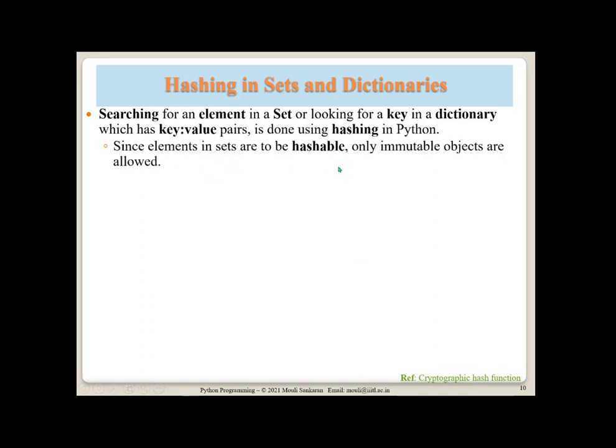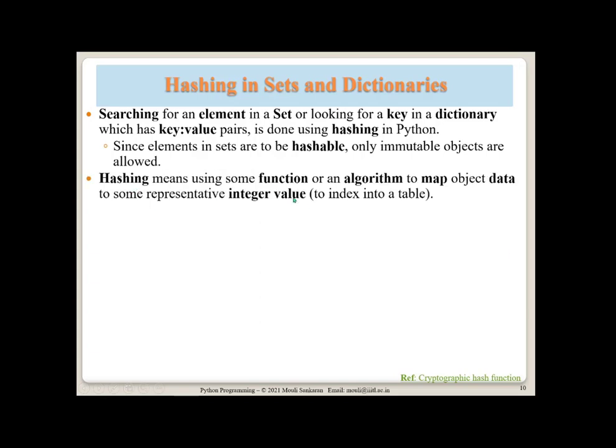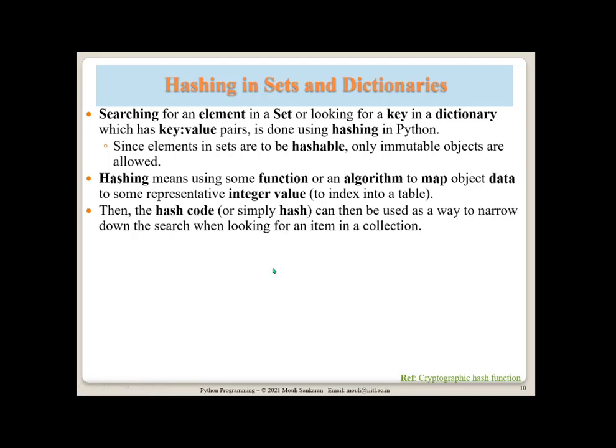Since elements in sets are to be hashable, only immutable objects are allowed, as I mentioned. Hashing means using some function or an algorithm to map object data. As I told you, object data is used for computing the index by the hash function to some representative integer value, which is an index into a table. That is the job of a hash function. The hash code, or simply hash, can then be used as a way to narrow down the search when looking for an item in a collection.